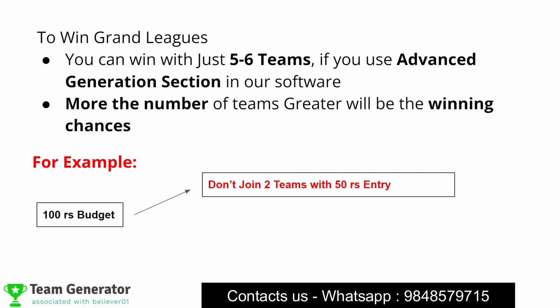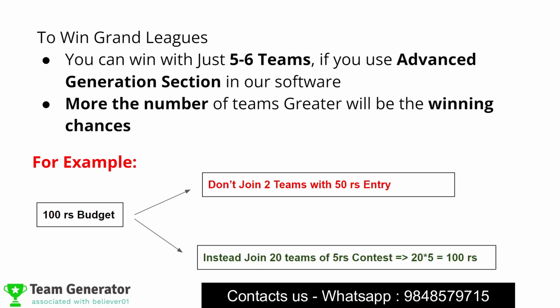I suggest you join 20 teams of 5 rupees contest instead of two teams with 50 rupees, so that you have higher chances of winning. You cannot expect much with only two teams. But with 20 teams, you can expect some good results, because there are higher chances of covering all the combinations. The software will have higher chances to cover most combinations, and eventually you will definitely win.